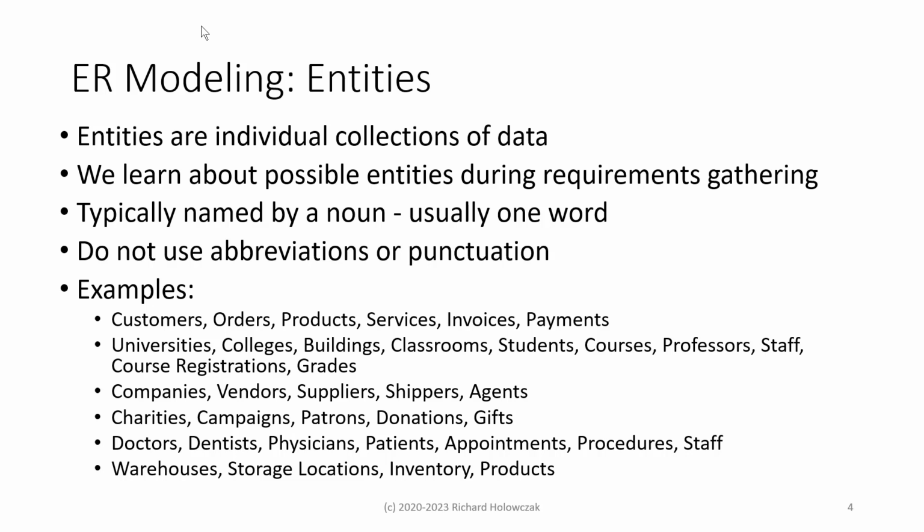Here are some examples of names of possible entities. In a customer ordering system, we might have entities like customers, orders, products, services, invoices, or payments. In a university or a college setting, you might have universities, colleges, buildings, classrooms, students, courses, professors, staff, registrations, and grades. In a doctor's office, you might have doctors or physicians or patients, appointments, procedures, and staff. In inventory management, you might have warehouses, storage locations, inventory, and products. These are just some typical examples of entities that you might come across.